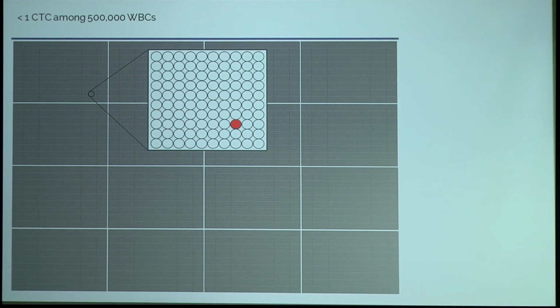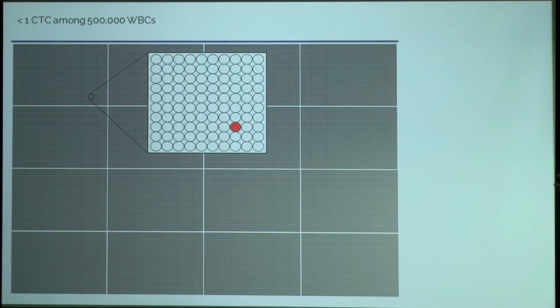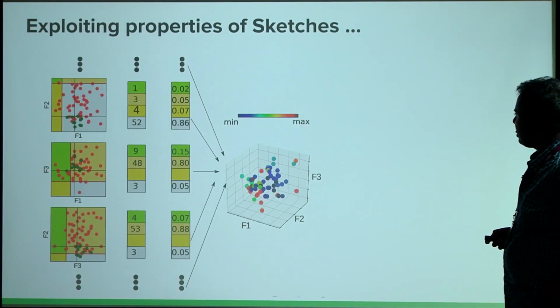If you want to do single cell capture, followed by single cell sequencing, followed by phenotype characterization, it's a huge amount of money you will spend, and still you will get nothing because it's so rare, right? I don't want to get into CTC biology. It will take me another 15 minutes. So this is one example of rare cells.